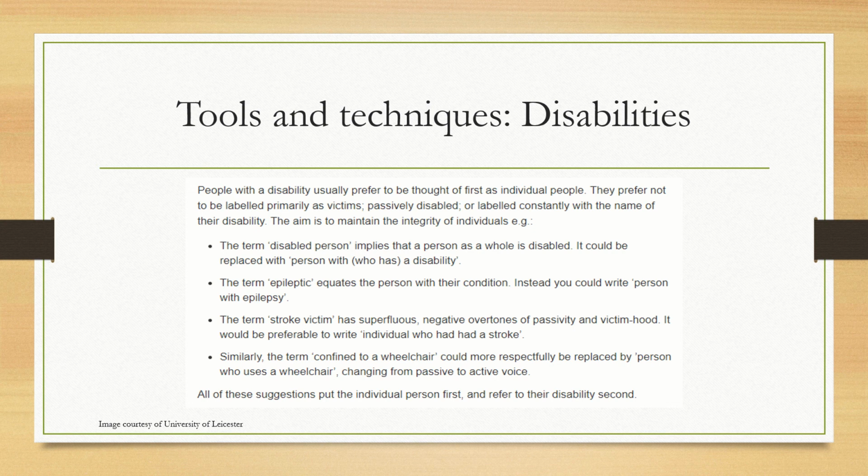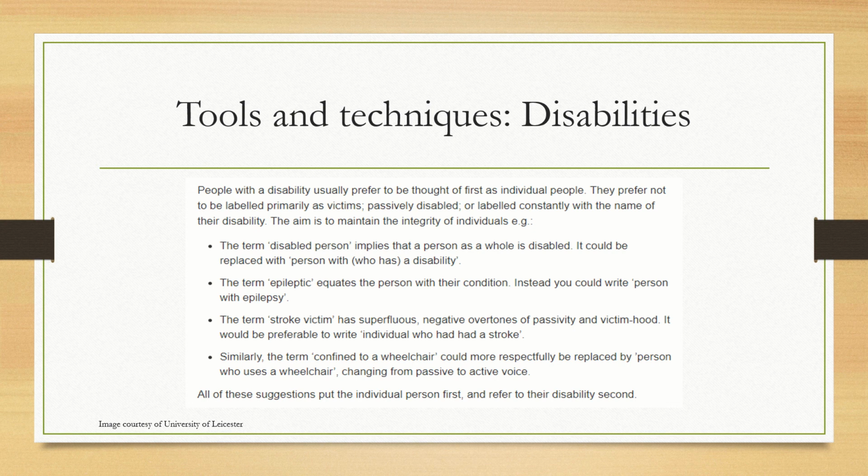That individual. So the term disabled person implies that a person as a whole is disabled. It could be replaced with person with or who has a disability. Again, we're putting the person first, disability second. The term epileptic equates the person with their condition. Instead, you could write person with epilepsy. Right? If you have a friend or a family member that's epileptic, that's probably not even the most interesting thing about them. I can almost guarantee that. So we want to look at the individual. We do not want to look at whatever condition it is that they have.